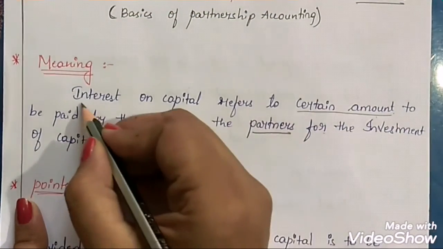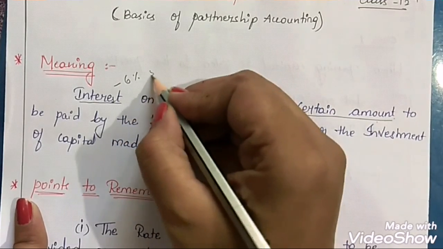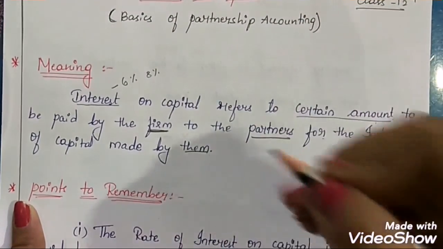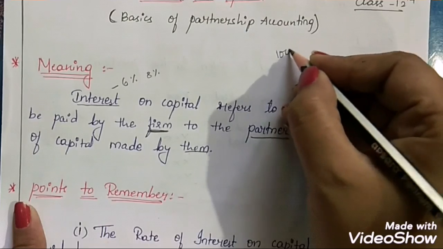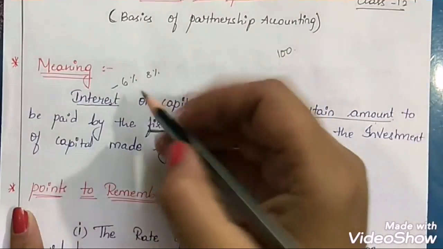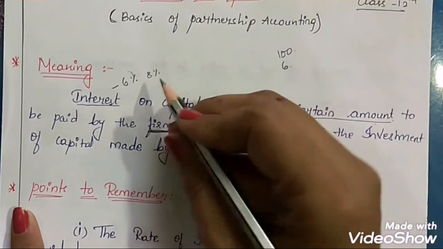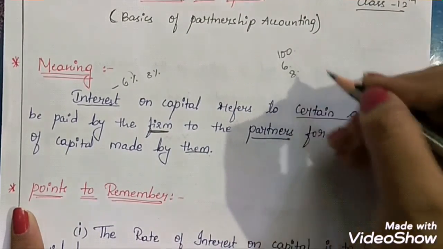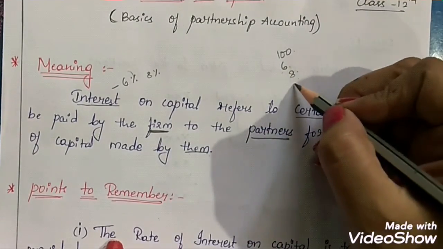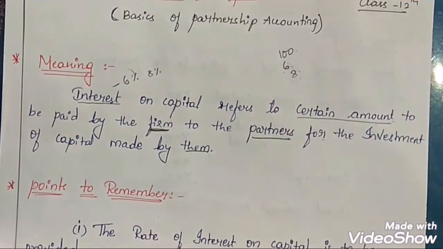Okay, so this interest can be of any rate. For example, this could be 6% of capital, or it could be 8% of capital, right? So assume that if the capital of a partner is 100 rupees, then it is the duty of the firm to pay interest at around 6 or 8%. So 6% on 100 is 6 rupees, right? And 8% on 100 is 8 rupees. So the firm has to pay 6 or 8 rupees at the end of the year to the partners. Okay, so this is called interest on capital, right?